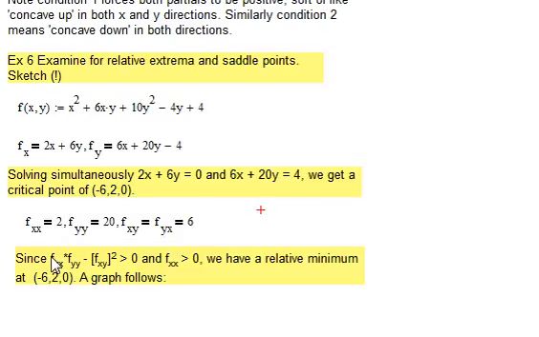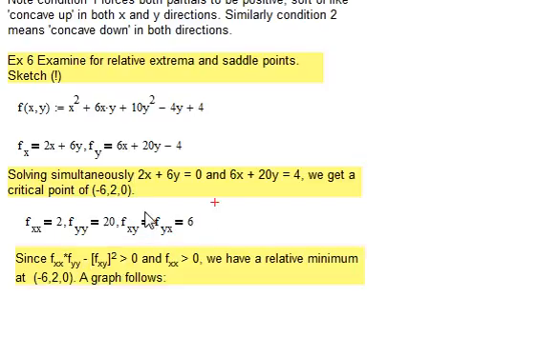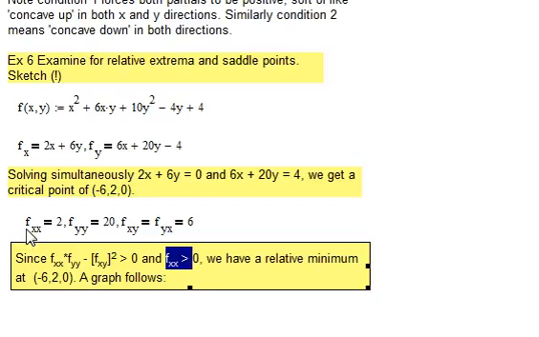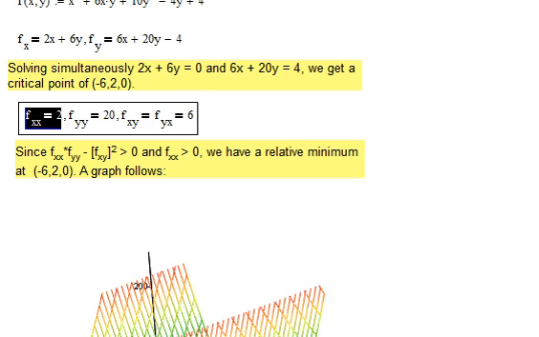So we look at the second partial with respect to x times the second partial with respect to y minus the mixed partial squared. We would get 2 times 20, which is 40, minus 6 squared, so that's positive. And the second partial with respect to x is positive, so we have a relative minimum. And here is the graph.